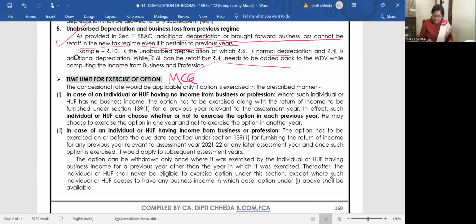Read. Concessional rate would be applicable only if option is exercised. Underline the word which I am underlining. Only if option is exercised.